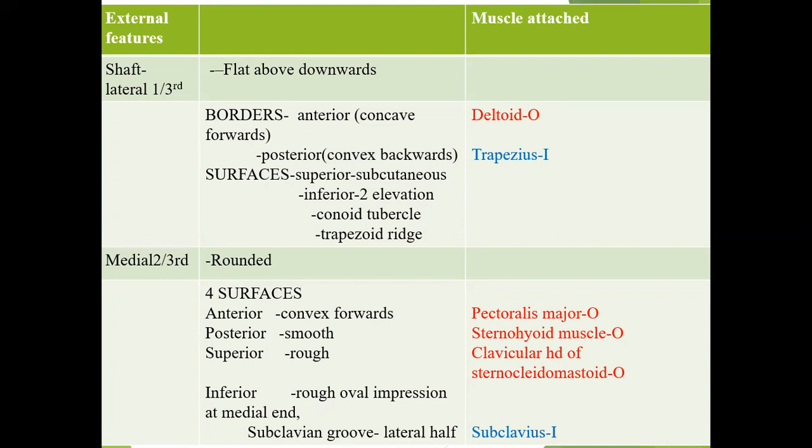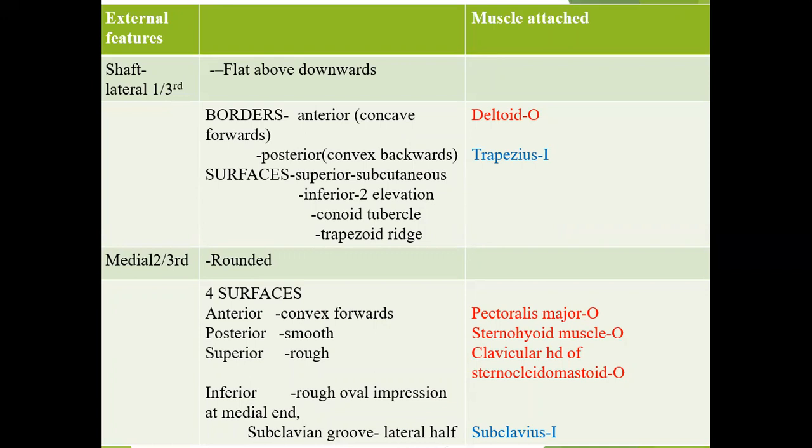it has two elevations in it. One is the conoid tubercle and the other one is the trapezoid ridge. So the inferior surface of the lateral part has two elevations: conoid tubercle and trapezoid ridge. Okay. Next we are going for the medial two-thirds. The medial two-thirds is the rounded part of the shaft, so it has no borders and has only four surfaces. What are the four surfaces? The anterior surface, posterior surface, superior surface, and inferior surface.